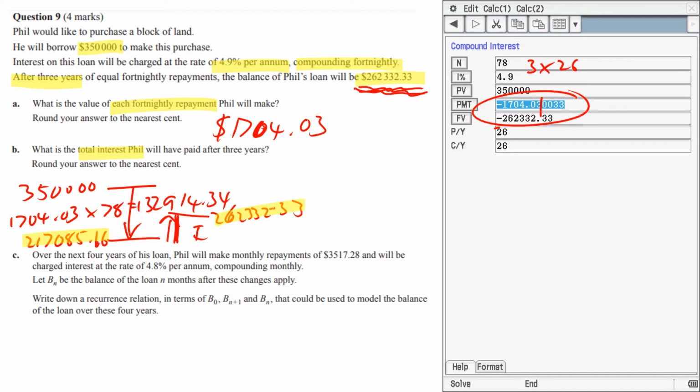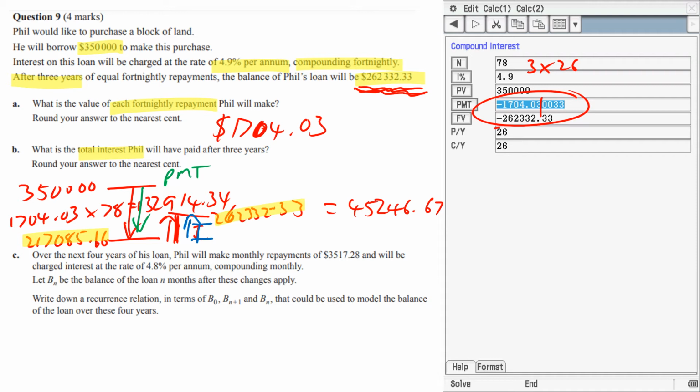All right, so if you subtract $217,085.66 from the $262,332.33, that would get you $45,246.67. So remember, the payments take you down, but the interest takes you back up. That's one way of looking at it. I think it's sometimes easier than trying to figure out all the subtractions and stuff that people get in a mess with, although that's not actually that clean.